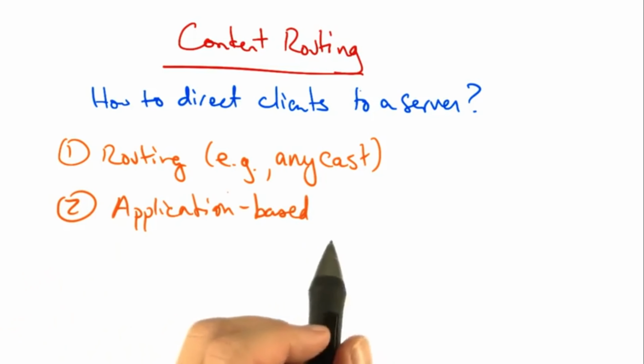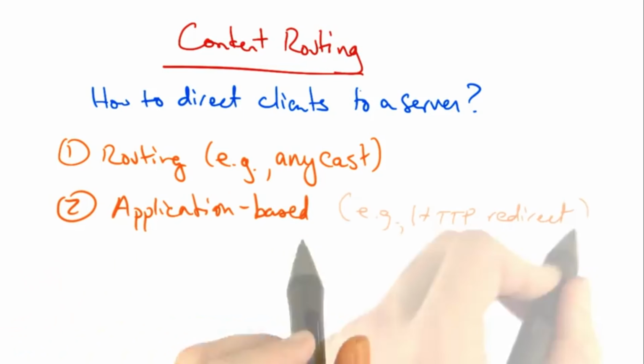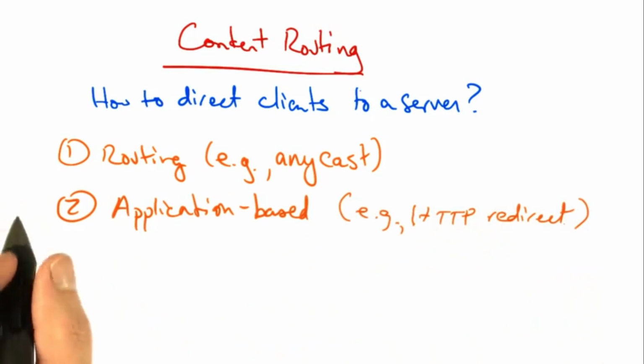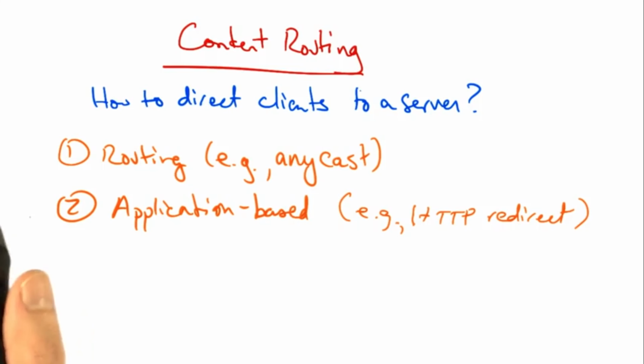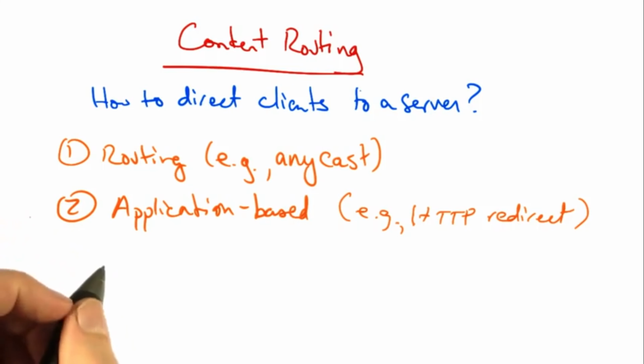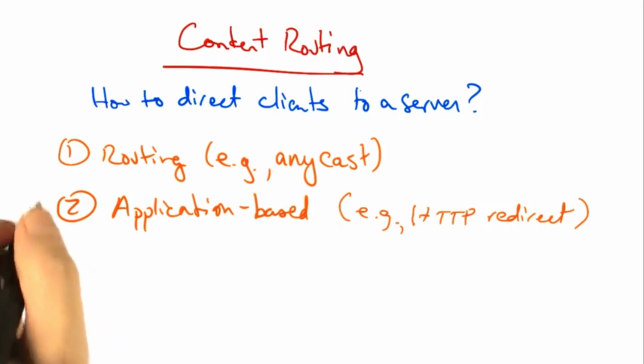Another way to do redirection is application-based, for example, by using an HTTP redirect. This is effective, but it requires the client to first go to the origin server to get the redirect in the first place, increasing latency.